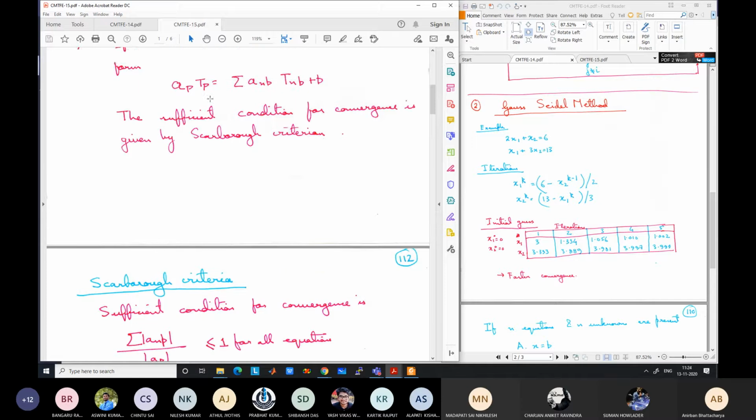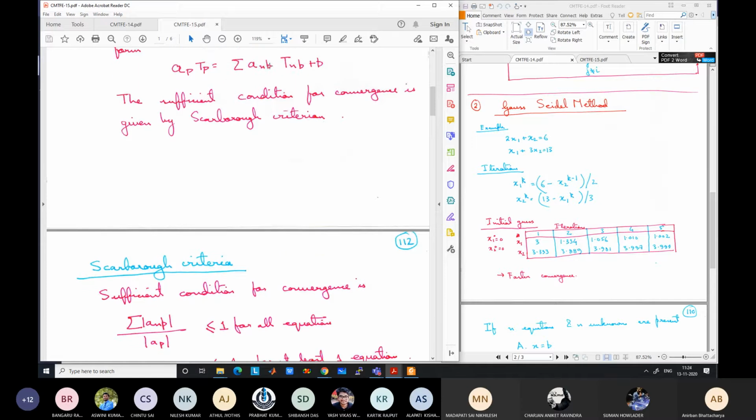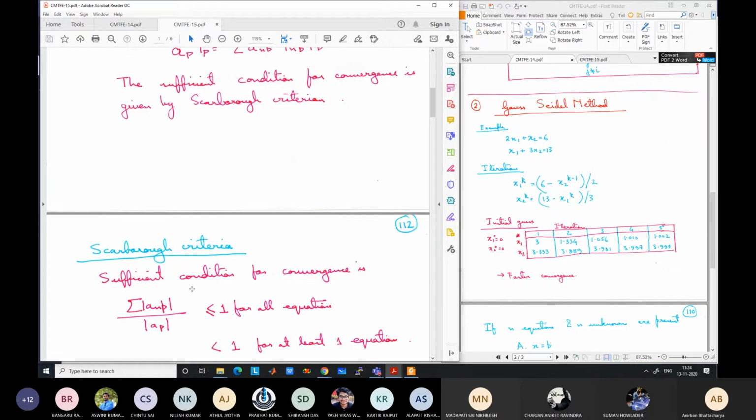If we have an equation of this form, AP TP is equal to summation of A NB T NB plus B, this criteria states that the summation of the absolute values of all the neighboring coefficients, divided by the absolute value of the current grid point coefficient AP, needs to be less than or equal to 1 for all equations. So if you have 100 equations, it needs to be less than or equal to 1 for all the 100 equations.